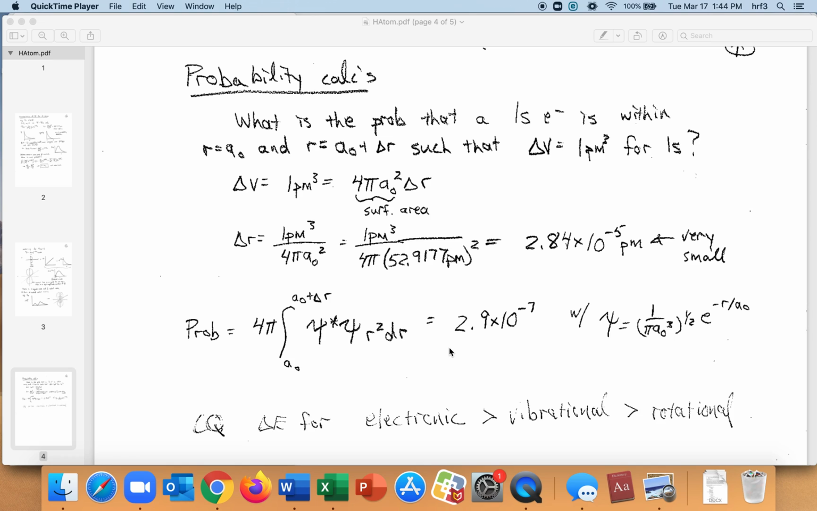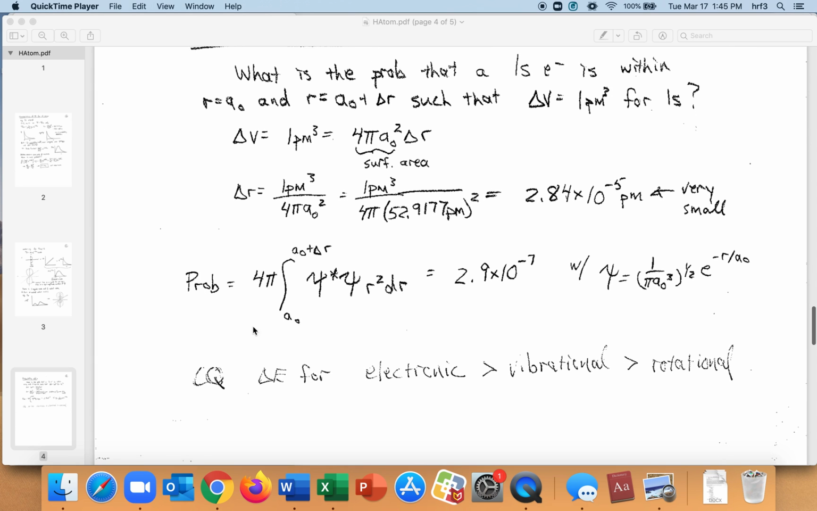probability calculations. We could, for example, try and find the probability that a 1s electron is within r equals the Bohr radius and r equals the Bohr radius plus a delta r, such that the delta V is 1 cubic picometer. So I'm looking at a spherical shell from a naught to a naught plus delta r. So we know delta V is equal to 1 cubic picometer. This is the surface area of a sphere times a delta r. So this would be the volume of our spherical shell. Let's solve for that delta r. It ends up being quite a small distance.